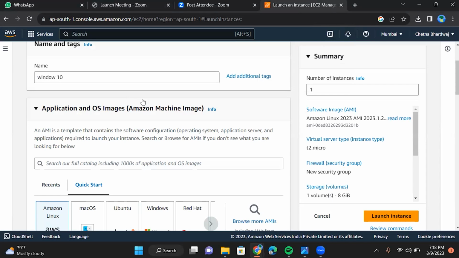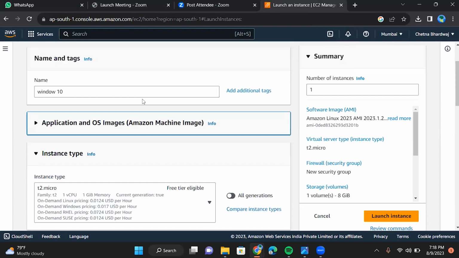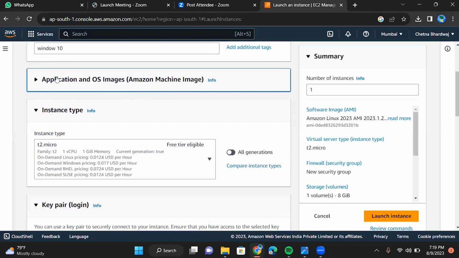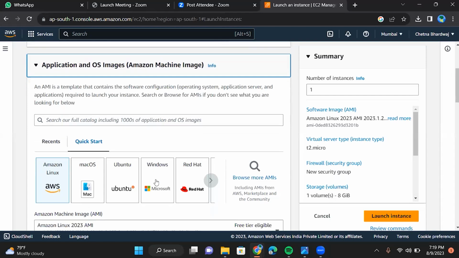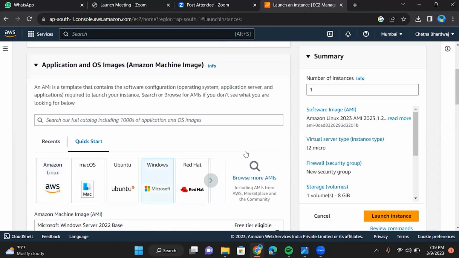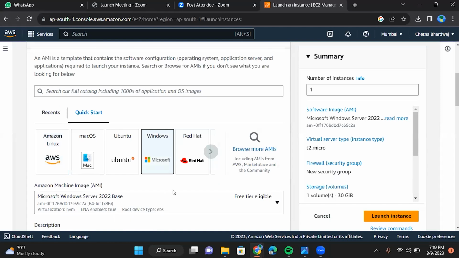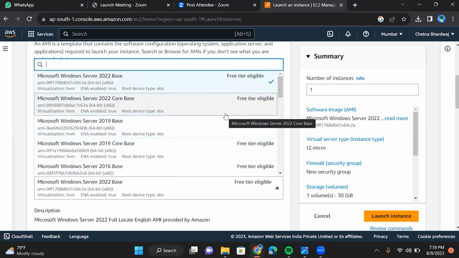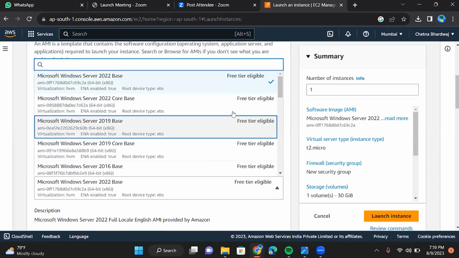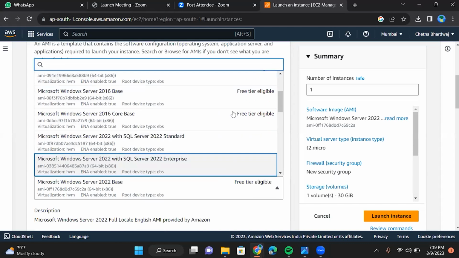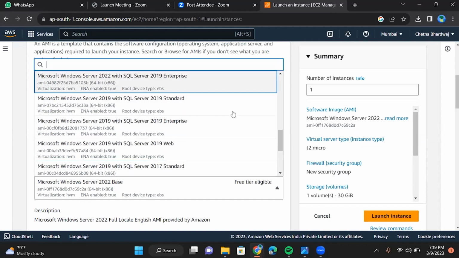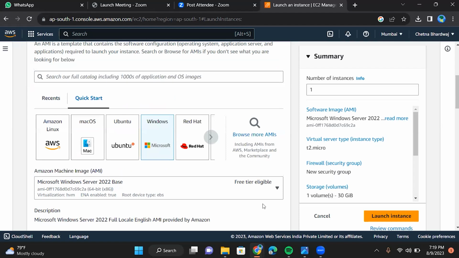Okay, so we have named our instance Window 10, and we will select the OS image. Let's go with the Windows, Microsoft Windows Server 2022 base. This one is free tier eligible. From here, you can check there are other servers and other OSs which are also free tier eligible. From this list, all of the free tier eligible ones, you can select those, and it will not cost you anything.